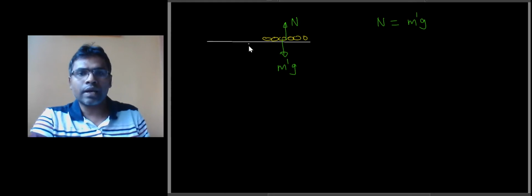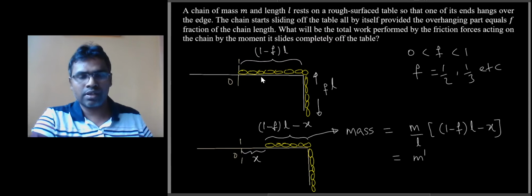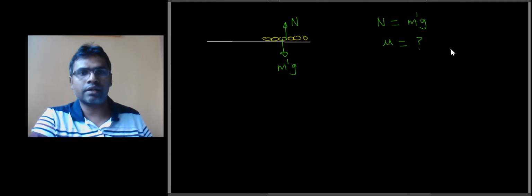Now in order to calculate the frictional force, we need to know the coefficient of friction. The coefficient of friction is not given in the problem, but the good news is we can actually balance the forces by considering the situation when the chain is about to slip. So if you look at the initial given situation, we can figure out the coefficient of friction. So how do we get that? Let's say I'll do it in a different screen.